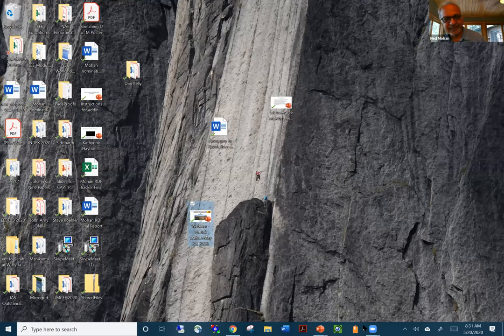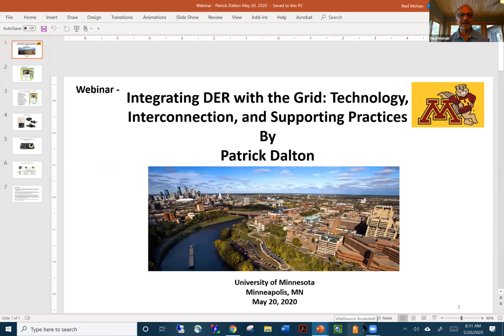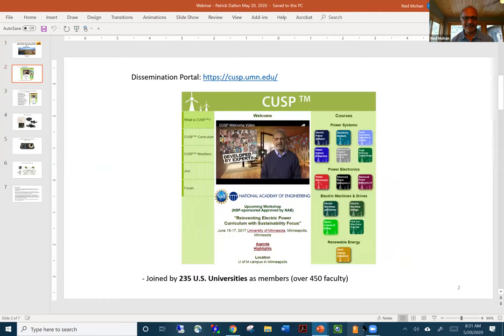So the topic of today's webinar is integrating distributed energy resources with the grid, technology interconnection and supporting practices by Patrick Dalton. And here's the beautiful picture of our campus where the Mississippi goes right through it. And we are on the East Bank, and then there's the West Bank also. We are not in the Middle East, by the way. This is West Bank, but not in the Middle East. Okay, just making a silly joke here.